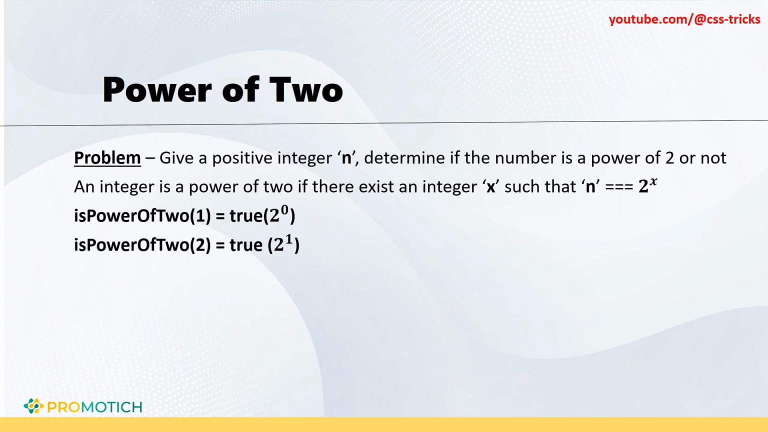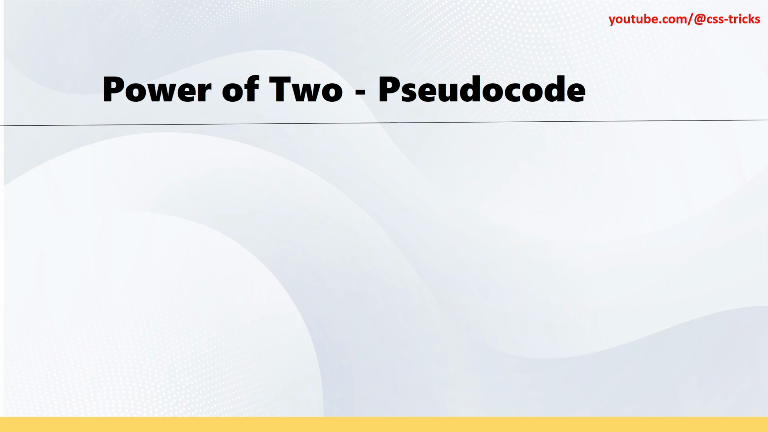Similarly, isPowerOf2 of 2 also returns true since it is equal to 2 power 1. isPowerOf2 of 5, on the other hand, returns false since we can't find an integer x that satisfies the equality. If you've understood the problem, please pause the video and try to solve the problem. Alright, let's now solve the problem together.